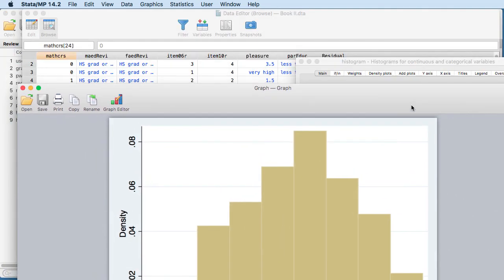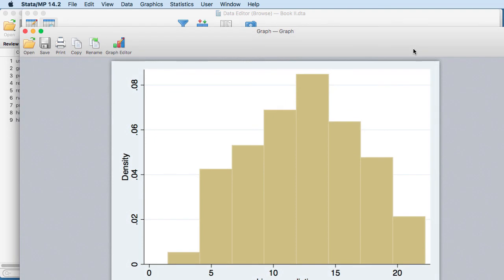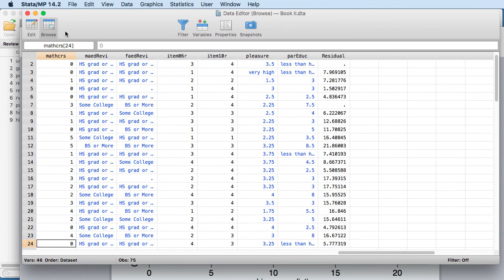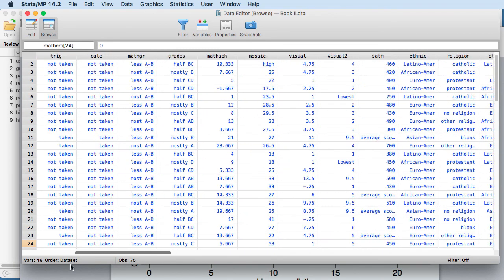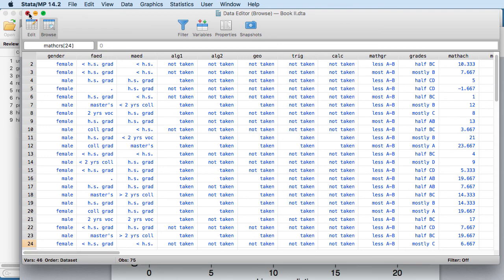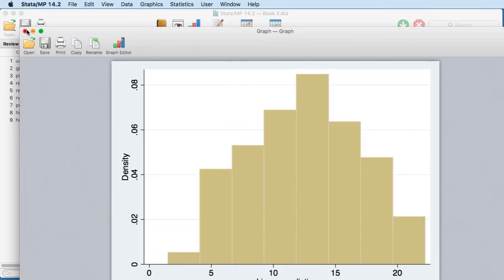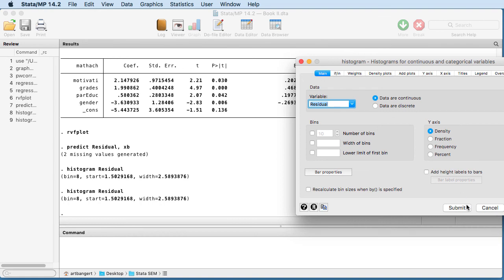So I hope this has helped. In other words, I hope this has helped for you to understand how to conduct a multiple regression analysis using Stata.